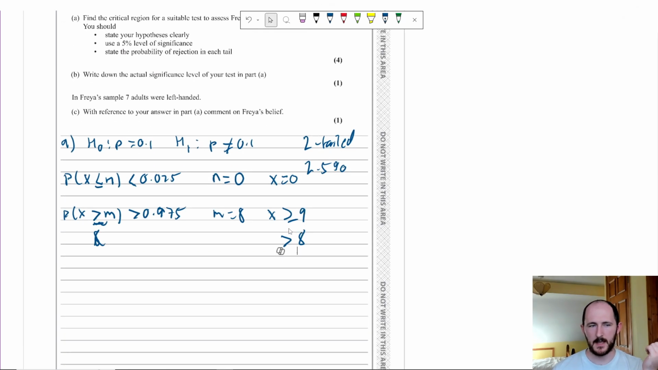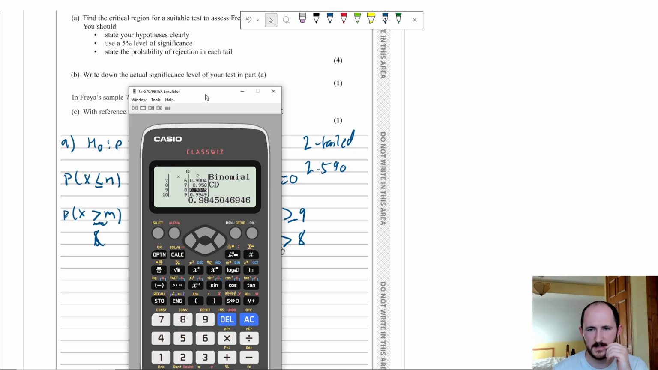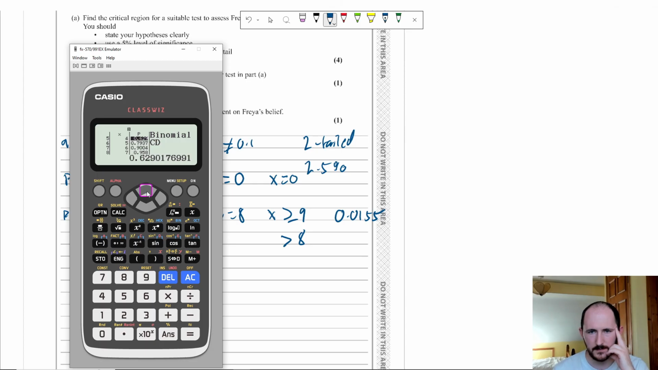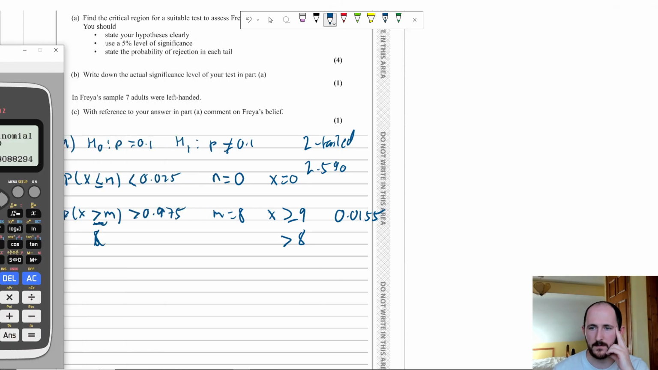So yeah, in terms of the actual probability, which I probably should have written down, whoops. The actual probability for this one, what's 1 minus 0.9845? That would be 0.0155. And what was the one for 0? 0.147.